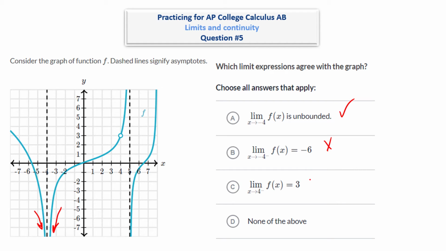Let's take a look at C. The limit of f(x) when x approaches 4 from the left is equal to 3. When we look at our graph at the value of 4 and we look at that value from the left, we notice that the value of y gets closer to 3. So that is correct. So the answers for this question will be A and C.